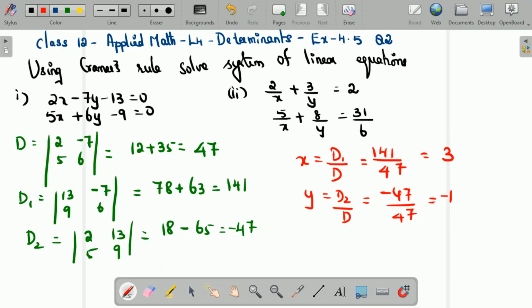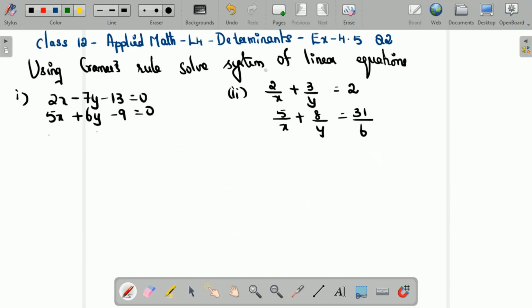Now, let's take up the second subdivision. Second subdivision, it's given as 2 by x plus 3 by y is 2 and 5 by x plus 8 by y is equal to 31 by 6.